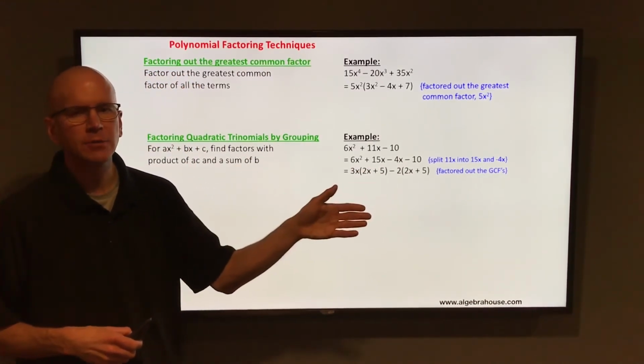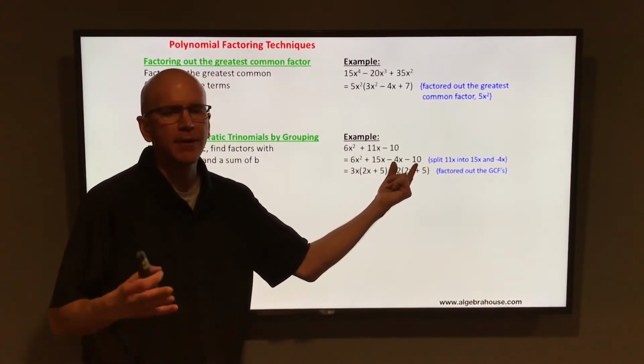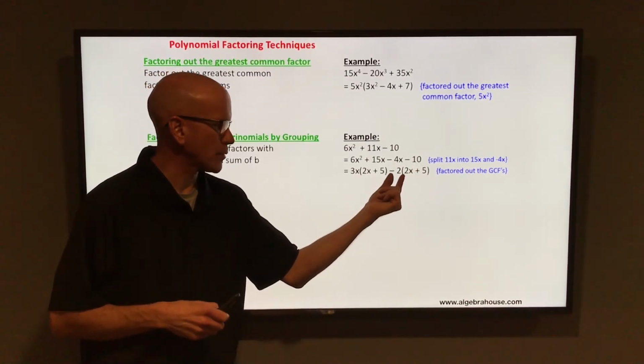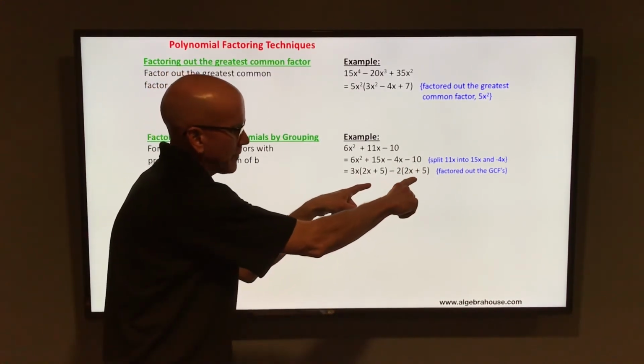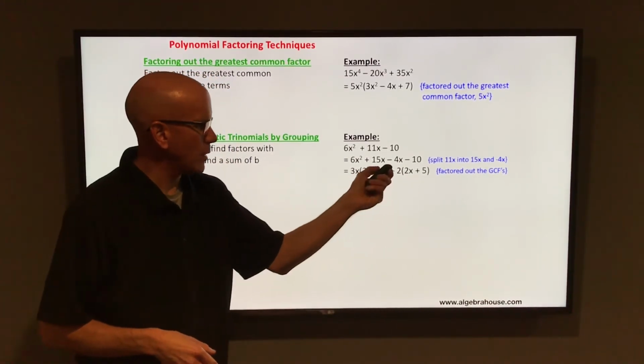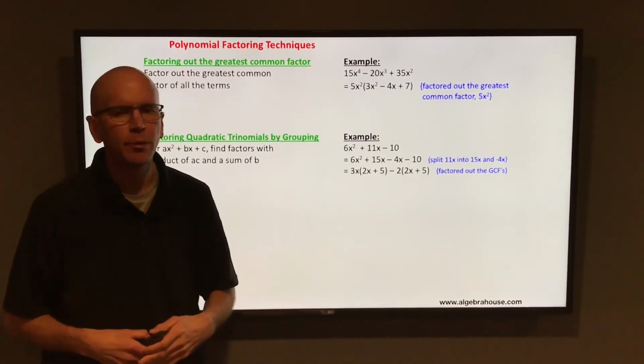Then you look at the last two terms. Look at the negative 4x minus 10. Group those together and factor out a common factor. Don't just factor a 2 out. You have to factor negative 2 out because you have to get the same thing in the parentheses in order to continue. So if you factor negative 2 out of those last two terms, divide each term by negative 2, you get 2x plus 5 in parentheses.